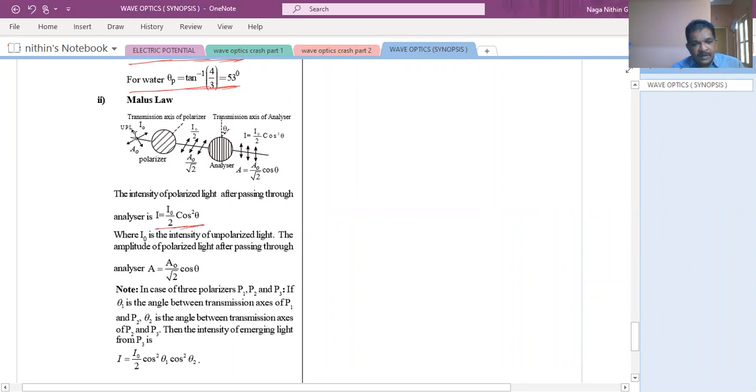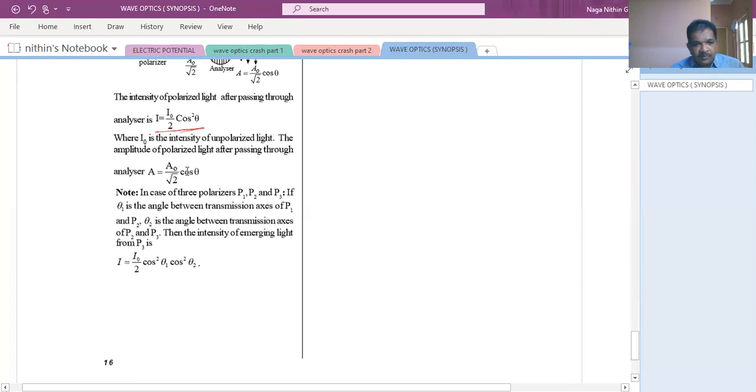When light of intensity I naught and amplitude A naught is incident on a polarizer, its intensity becomes I naught by 2, and its amplitude becomes A naught by root 2. Again, when this light passes through an analyzer, its intensity becomes I naught by 2 cos square theta, where theta is the angle between the two axes.